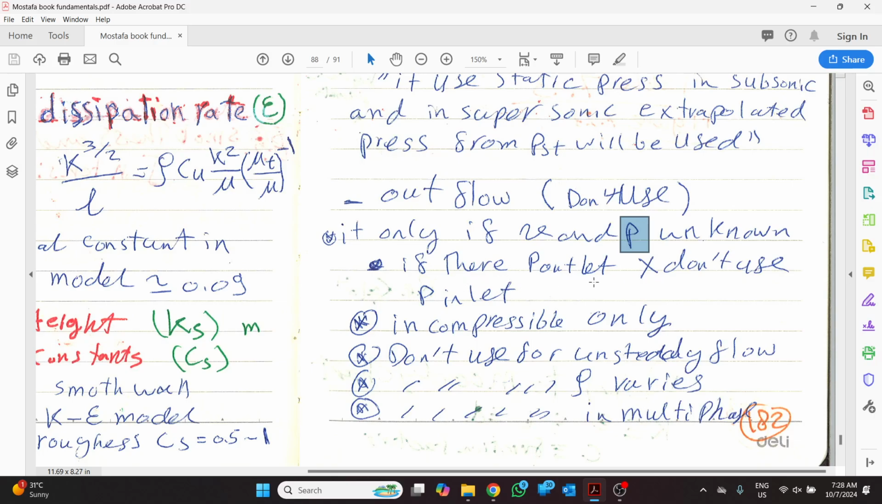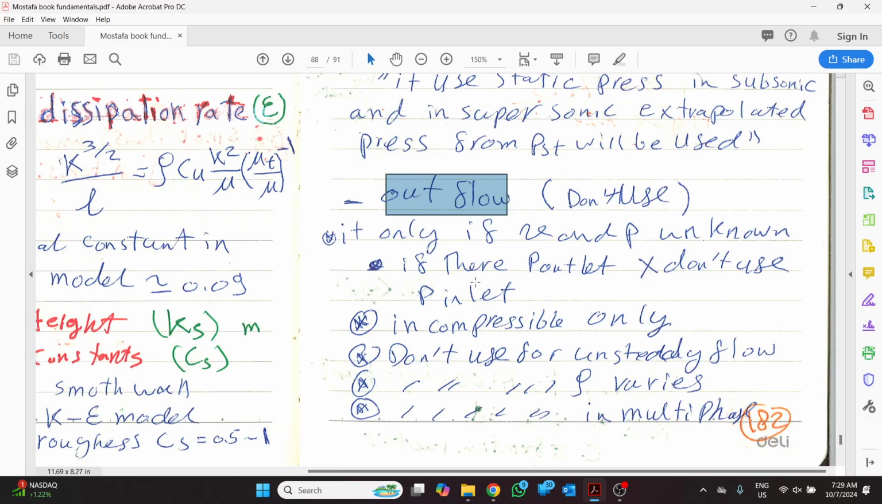If there is a pressure outlet, don't use a pressure inlet. So if you have an outflow, and in the same environment, or the same model, you have a pressure inlet, don't use a pressure outlet. It will diverge. And in the same case, if you have a pressure outlet, don't use a pressure inlet if you need to use an outflow. Of course, outflow can work on both sides.